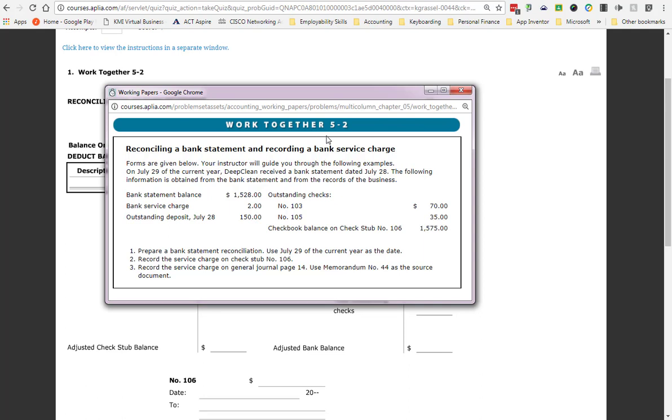So instruction number 1 tells us to do the bank reconciliation using July 29th of the current year. Then it tells us to record the service charge on the check number, and then we have to journalize it. And I'll walk you through all of those steps. So let's go ahead and start this bank reconciliation.